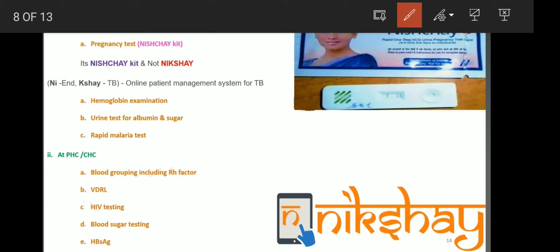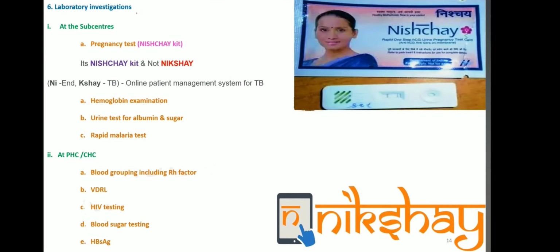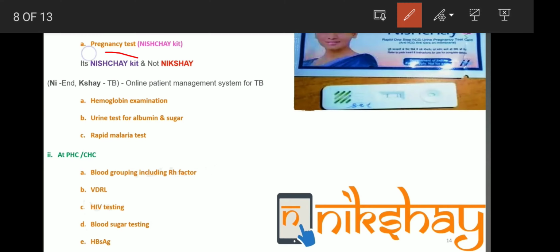We do the pregnancy test, that is the Nischay kit. We have studied about this Nischay kit in the previous demography and family planning. Nischay and Nikshay, there is a difference. Nikshay is for TB, wherein 500 rupees per month is given to TB patients for their food, as a support. Nischay kit is a pregnancy kit by the government. So it's Nischay and not Nikshay. Don't forget it.